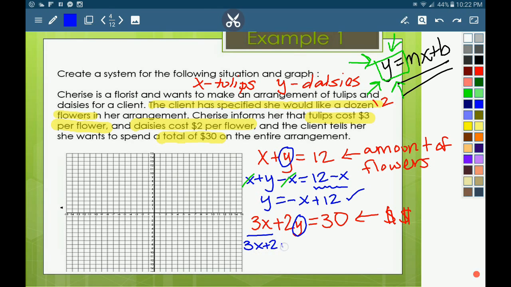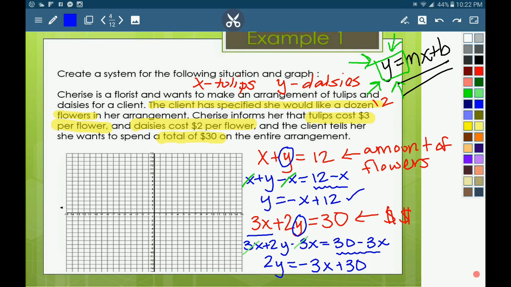3x plus 2y minus 3x is equal to 30 minus 3x. The negative 3x and the 3x become 0. And I'm left with 2y is equal to, again, I'm going to switch this line around, negative 3x plus 30.